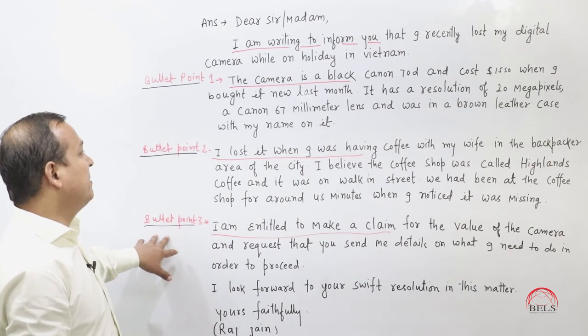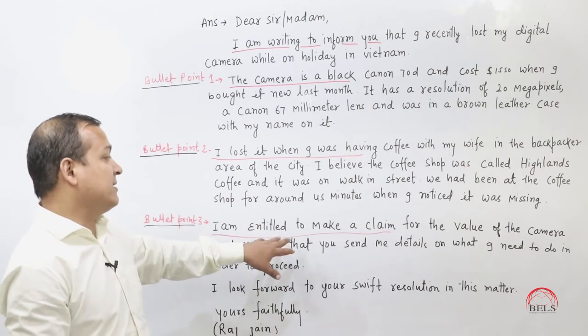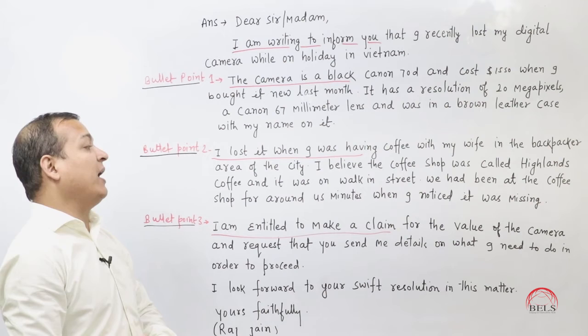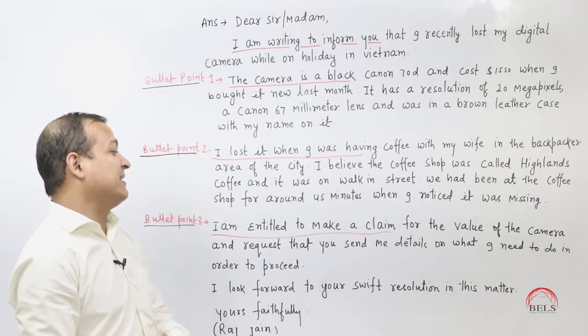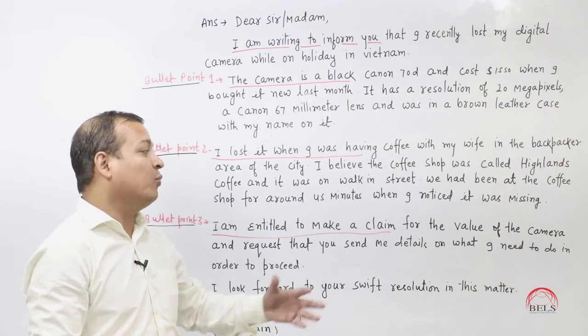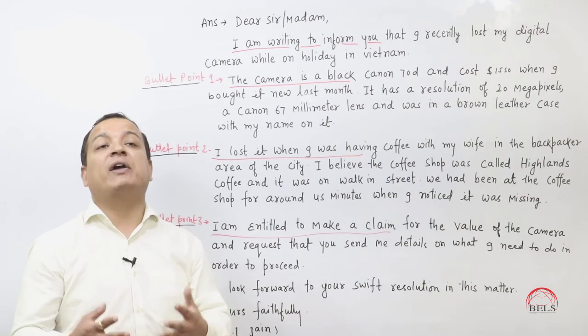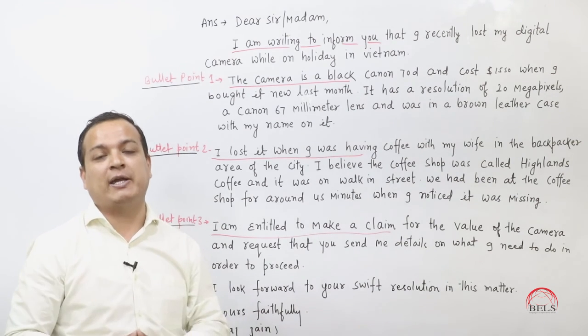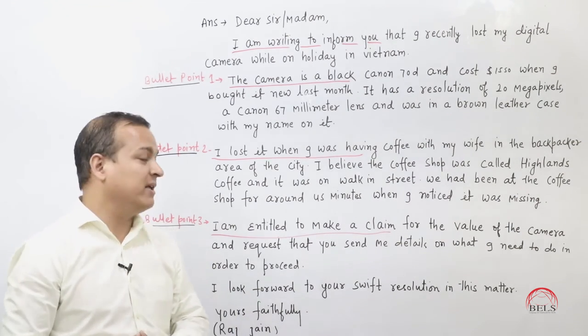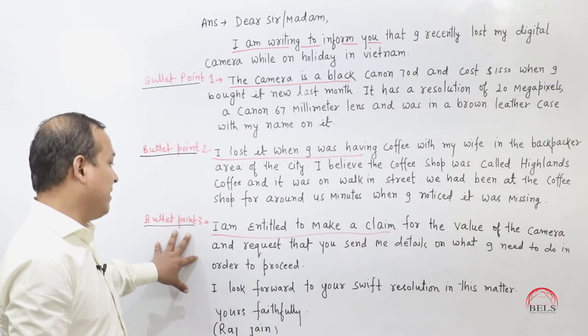Now bullet point 3 you'll be starting with: "I'm entitled to make a claim for the value of the camera and request that you send me details on what I need to do in order to proceed further with that." What kind of action you want them to take and how you want them to proceed, you have to write down in the last paragraph.